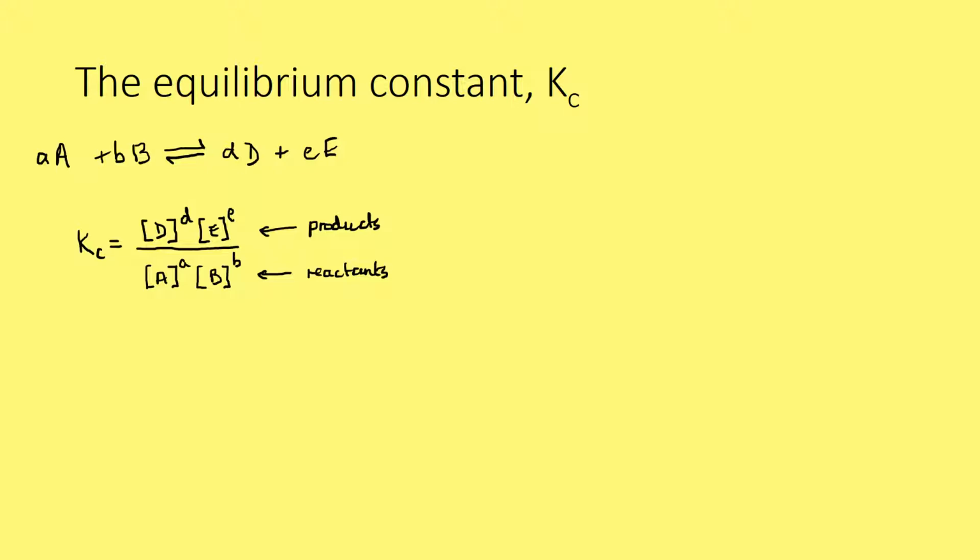And that's true for one particular temperature, and at a different temperature you will have a different value of the equilibrium constant. So that's the generic equation. Let's have now a look at an example of a real equilibrium reaction.